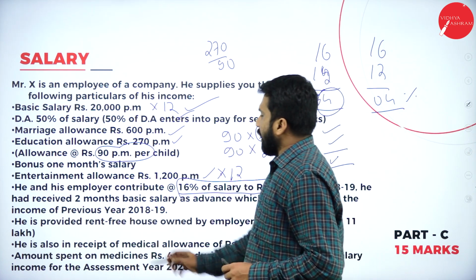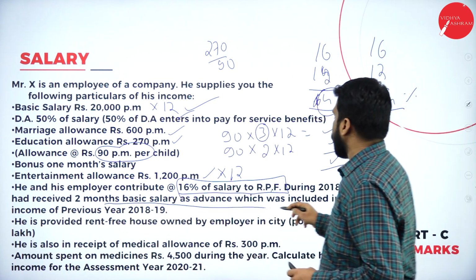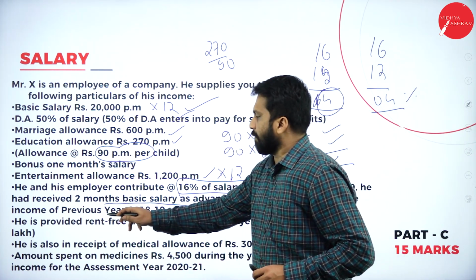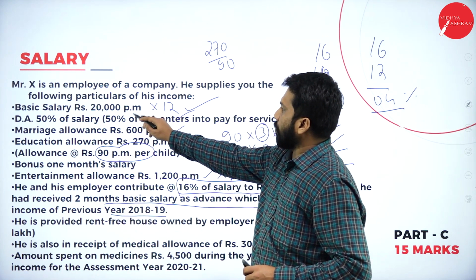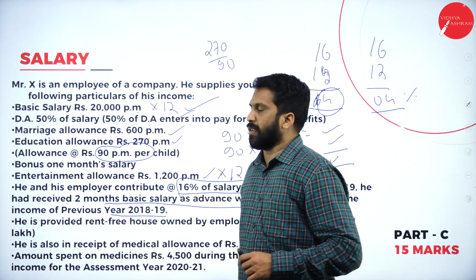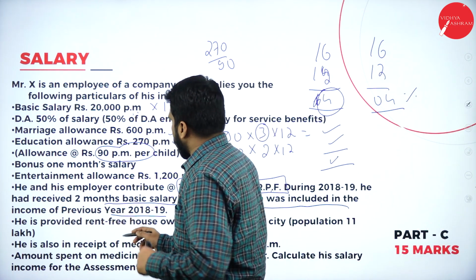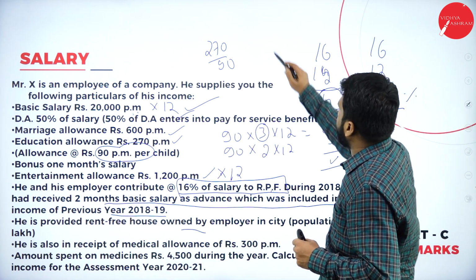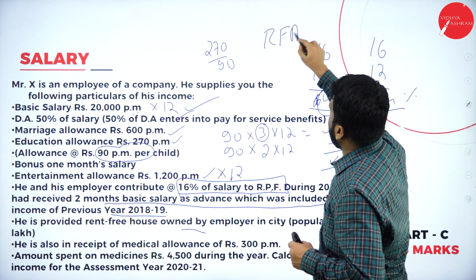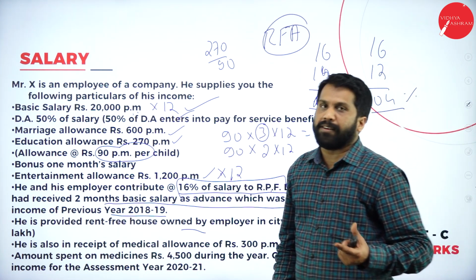Then, he had received 2 months salary as an advance which was included in the income for the previous year. So, whatever amount you get, in that you have to minus how much? 40,000. Now, he is provided a rent-free house. Rent-free means what? RFA. What is the procedure of RFA?